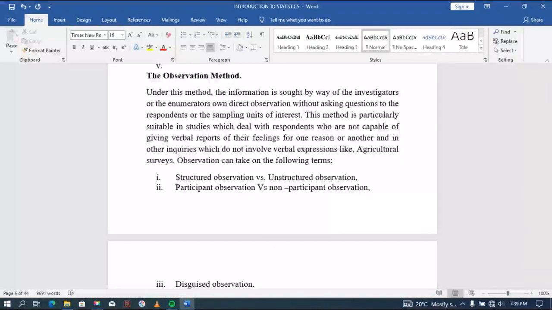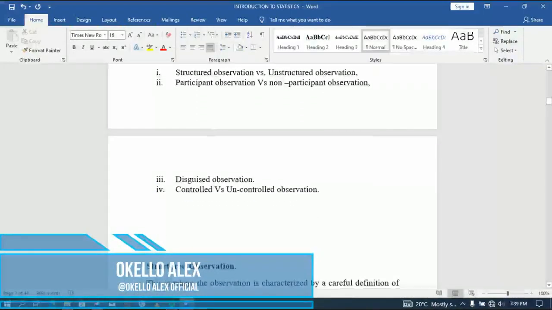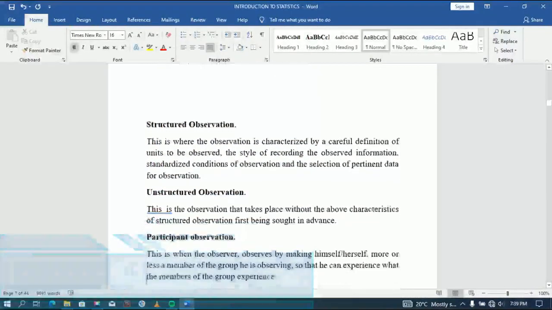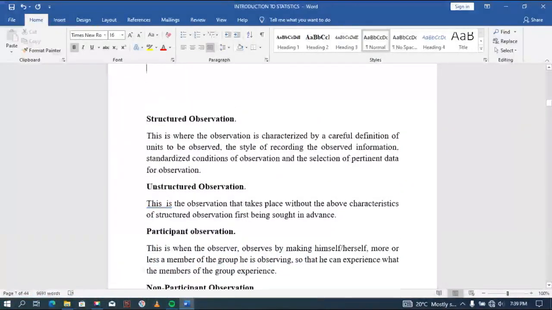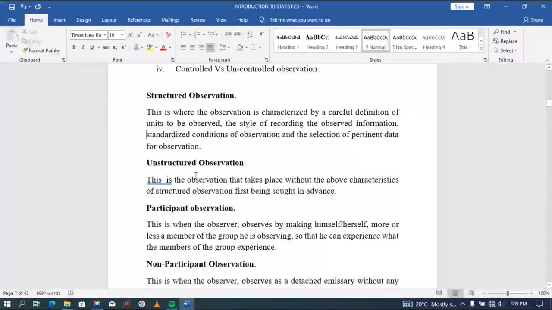Observations can take the following forms. We have structured observation versus unstructured observation. We have participant observation and non-participant observation. Then we have disguised observation. We can also have controlled and uncontrolled observation. So we can try to go through these forms of observation. Structured observation.